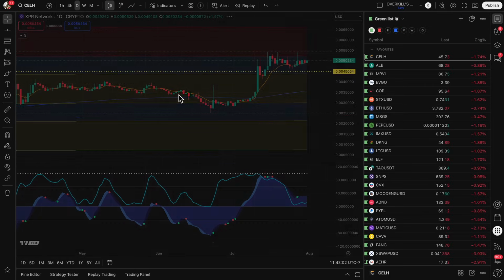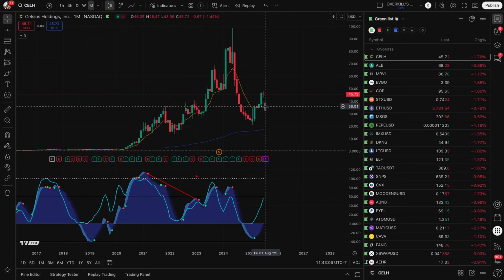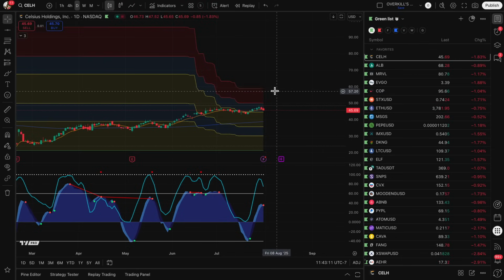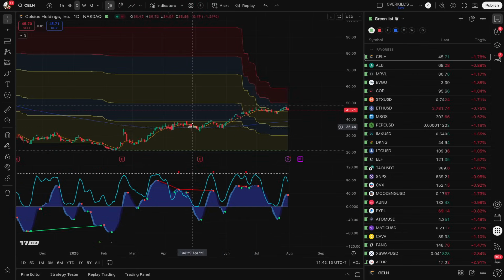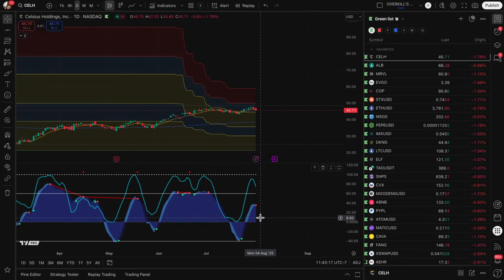CELH, it's the Celsius Holdings. It's got a red dot here today. This one could pull back maybe to $40. But the trend is still very strong. Target would be up here at 60. We called this one out back here at like $25, $30. So that's been a great trade this year. You got a red dot here today, so you could trim a little bit if you want.